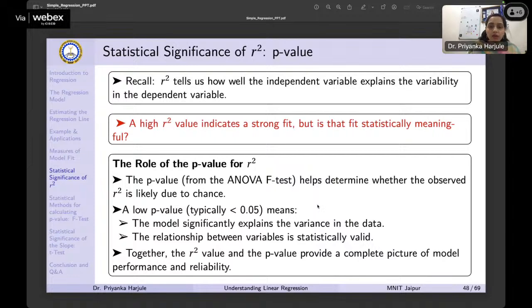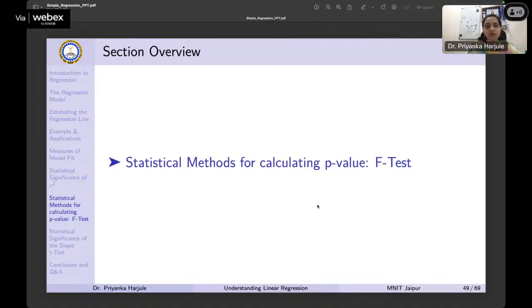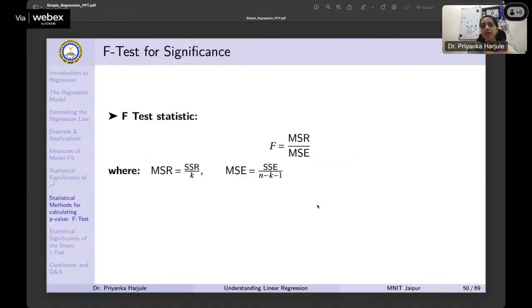Now, let us look at the f test with which this p value is calculated. So the f test basically, this formula gives us the f test statistic.